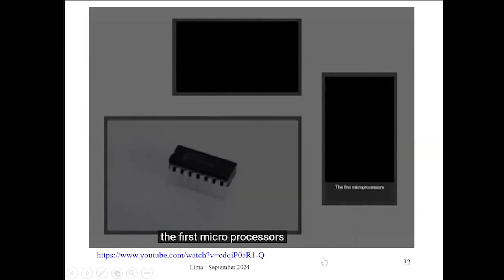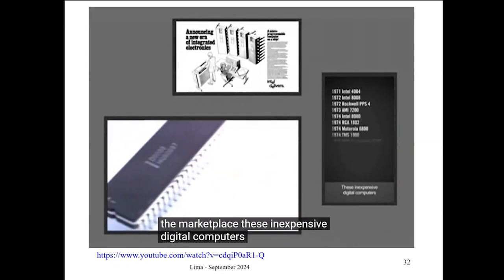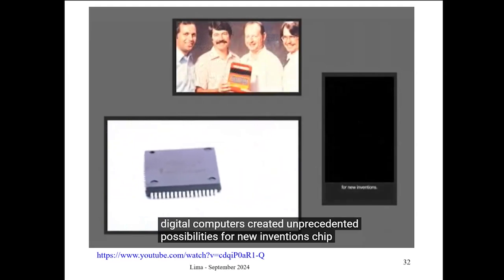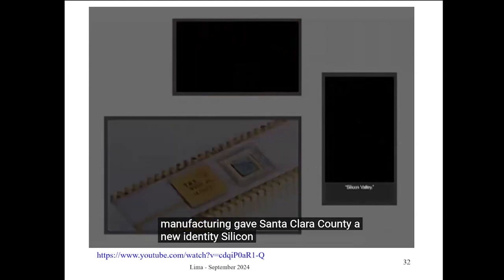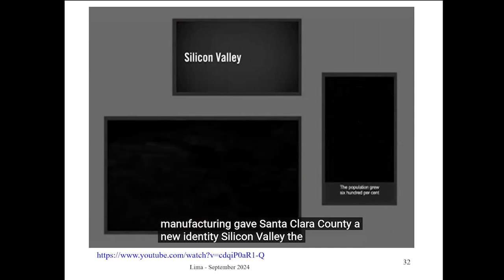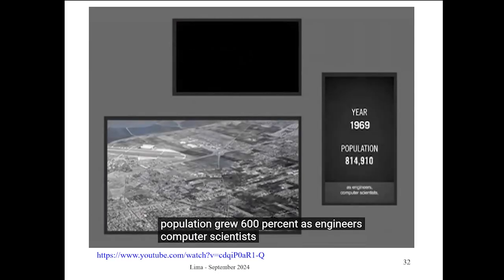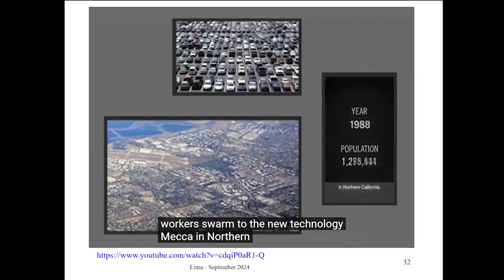The first microprocessors burst onto the marketplace. These inexpensive digital computers created unprecedented possibilities for new inventions. Chip manufacturing gave Santa Clara County a new identity, Silicon Valley. The population grew 600% as engineers, computer scientists, and high-tech workers swarmed to the new technology mecca in Northern California.